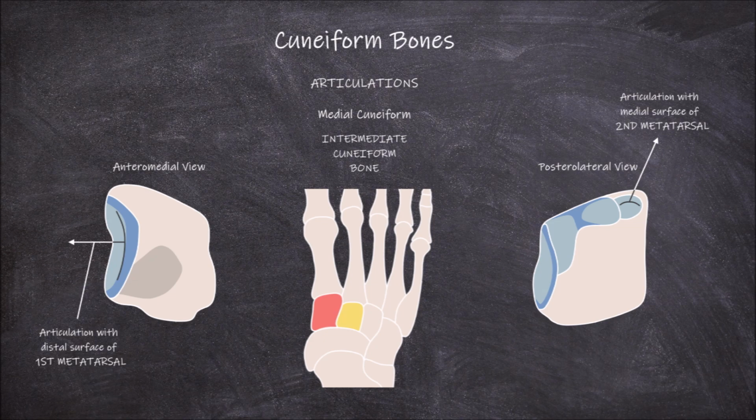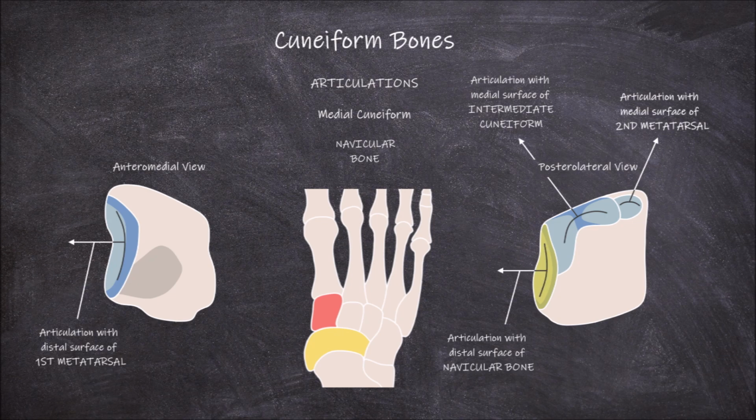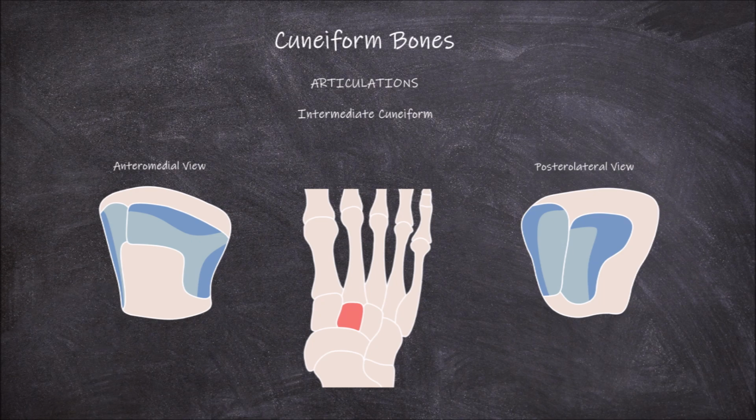The proximal facet on the lateral surface of the medial cuneiform articulates with a facet on the medial surface of the intermediate cuneiform. The fourth and last articulation is with the navicular bone. A facet on the posterior surface of the medial cuneiform articulates with the medial facet on the distal surface of the navicular bone. Let's now move on to the intermediate cuneiform bone.